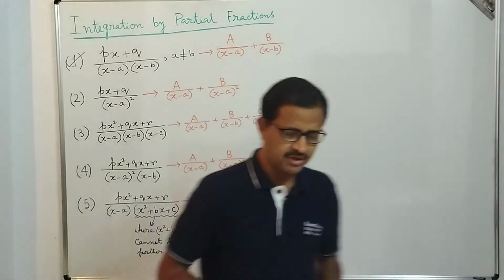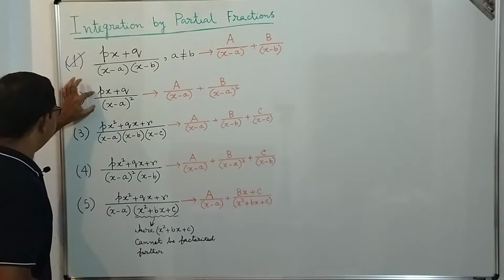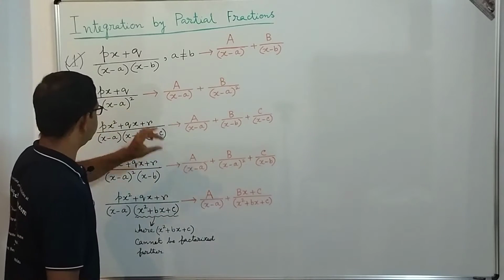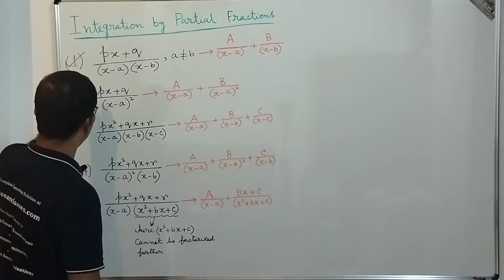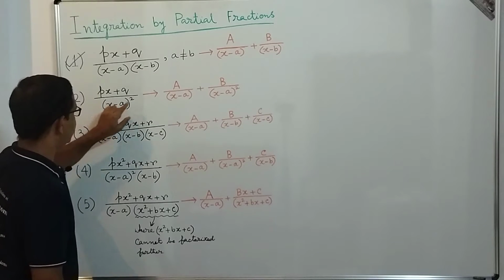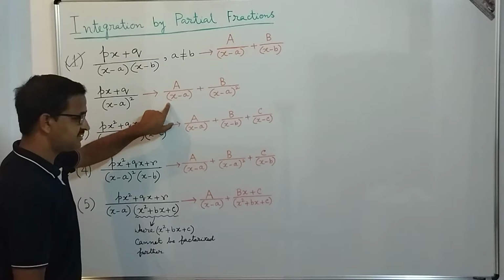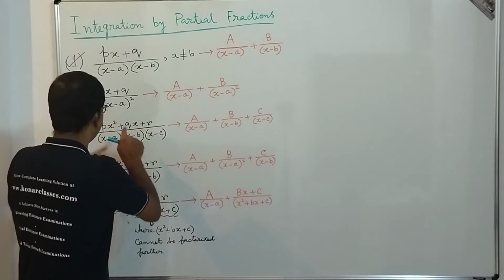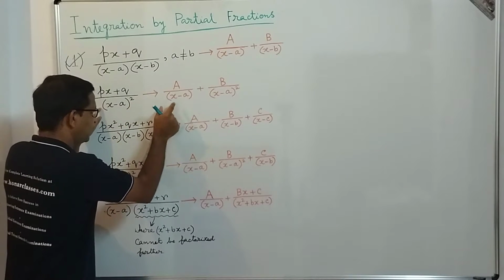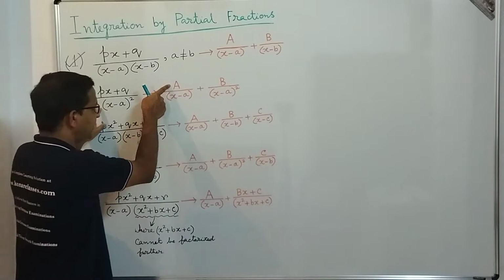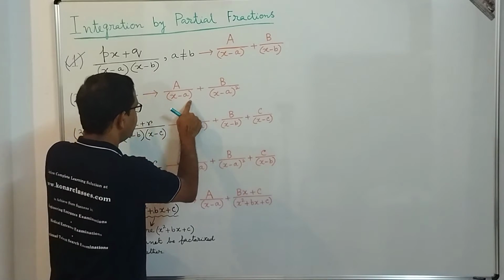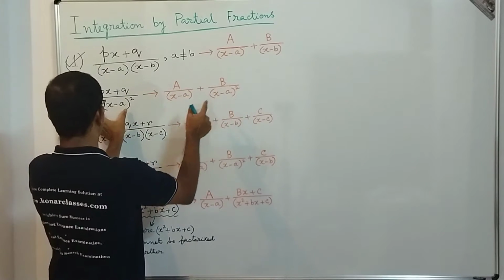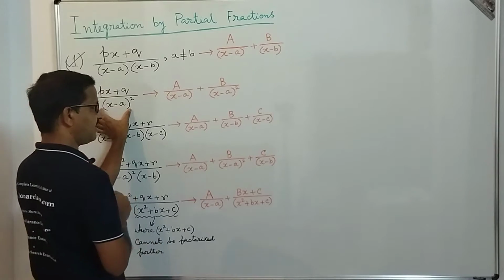If you find our integration is of the form px plus q by x minus a whole square, then how to perform that integration, that we are going to see. For px plus q by x minus a whole square, we should express it as A by x minus a plus B by x minus a whole square. Because there is an x minus a whole square, first we write capital A, a real constant, divided by x minus a, plus another real constant capital B by x minus a whole square, as it is there in the left hand side.